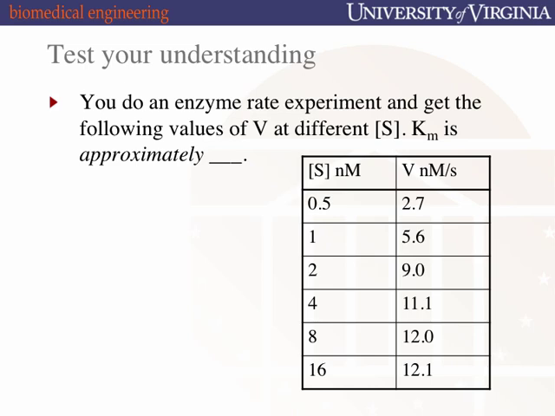Anyone want to fathom a guess? Yeah. 1.1, 1.2. You want to work through the math for me? How did you estimate that? We estimated about 5.6. So if it goes to 12, the max velocity is around 12. Okay. So then half the max velocity is about 6. Yep. And then it looks like you see 5.6 and 9. And 1 is pretty close. 1 is the concentration at 5.6.